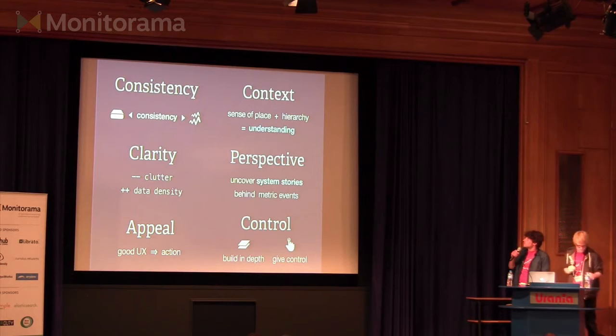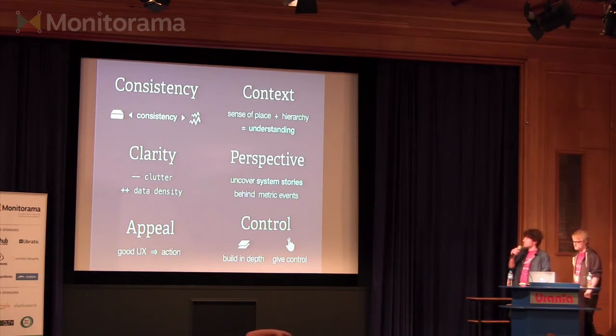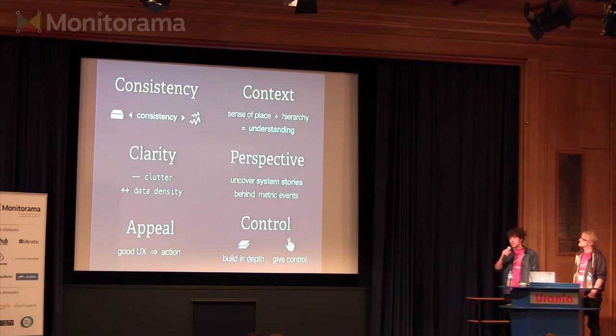So yeah, these are the 6 principles together, and a quick wrap up. So we've seen consistency, which basically is the effort of making the monitor object representation as close as possible to the original object. Context, which is building sense of place and exposing hierarchy so that you can increase understanding. Clarity, which is all about reducing clutter and increasing the data density so that we can see more and get distracted less. Perspective, which helps us uncover system events, system stories, starting from individual metric events.